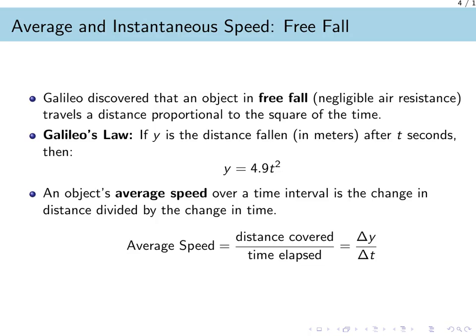Using this model, we can calculate an object's average speed over any time interval by dividing the total distance covered by the time that has elapsed. Mathematically, we write this as the ratio of the change in distance, or delta y, to the change in time, or delta t. It is important to remember this gives us the speed over an entire interval, not the speed at one specific instant. The key idea to remember is that average speed is a simple ratio of the change in position to the change in time.